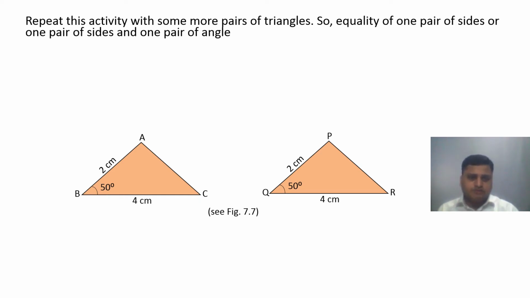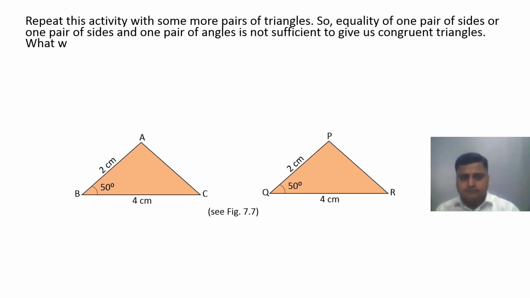Repeat this activity with some more triangles. So I have taken equality of one pair of sides, 2 centimeters each, and after that one pair of angles also. Is it sufficient? It is not sufficient to give us congruent triangles. What would happen? Let's see.